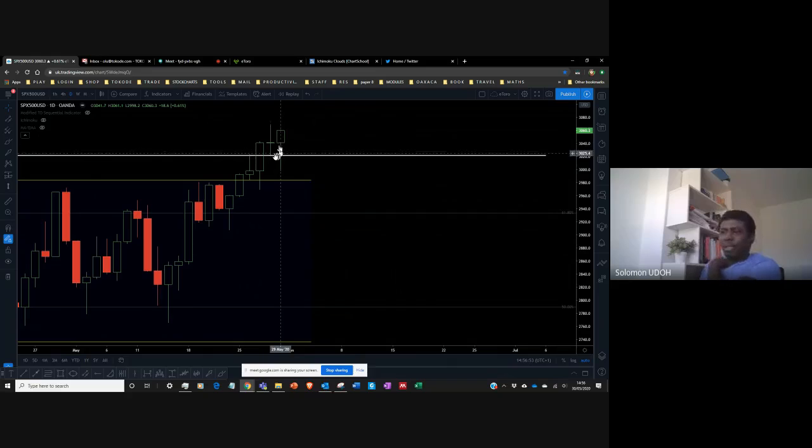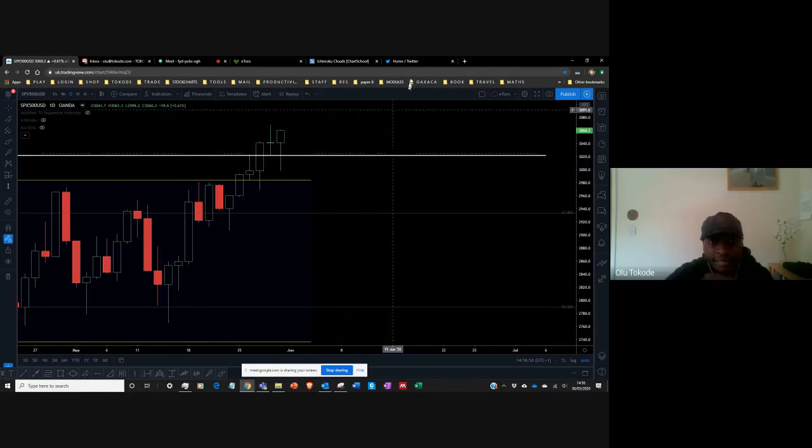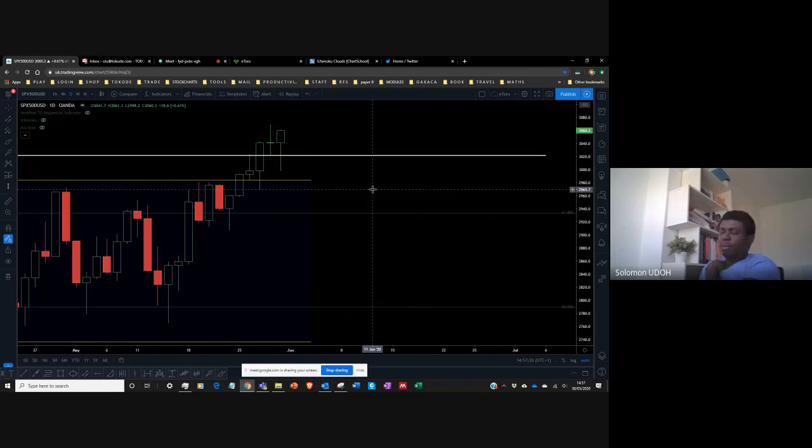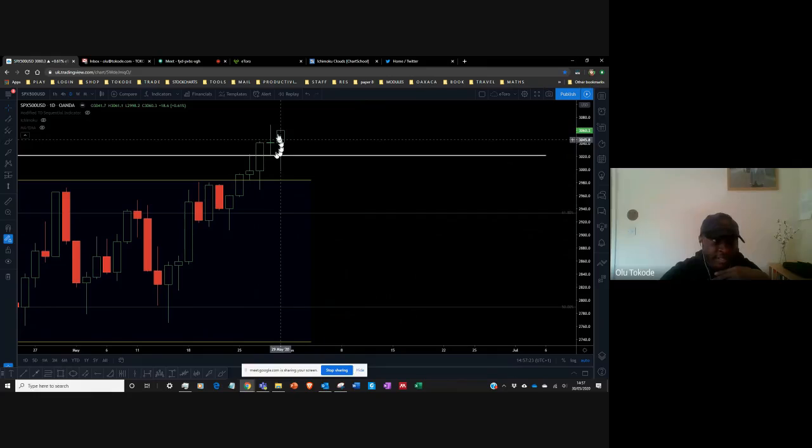So this dragonfly doji is signifying indecision in the market. So we have reached this point, but there is indecision in the market. Bulls try to push price up, bears try to push price below. Eventually, the amount of momentum between bulls and bears was even. So that is a sign of indecision in the market. We can't decide if we want to go above, that is continue the trend, or we want to go below, that is pull back. And then the next day, we got a hanging man.